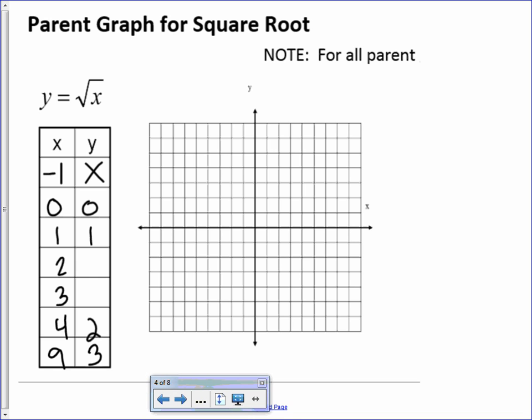Could you please graph the ordered pairs that we have? So like (0, 0), (1, 1), (4, 2), (9, 3). Let's get those points on the graph. Will those 4 points be connected by a straight line? No. So the square root graph is kind of curved.